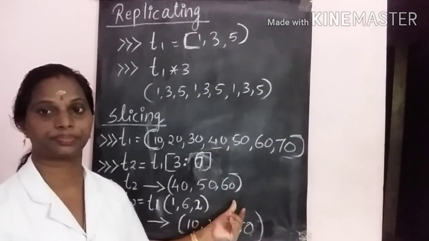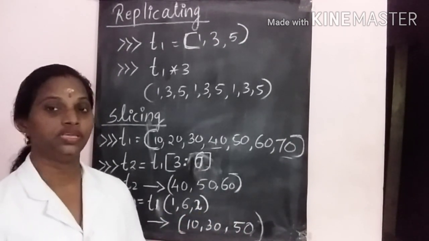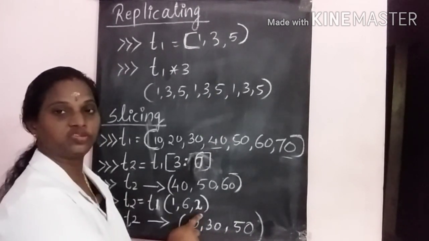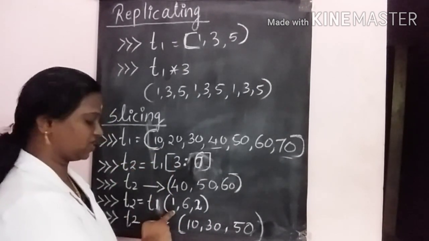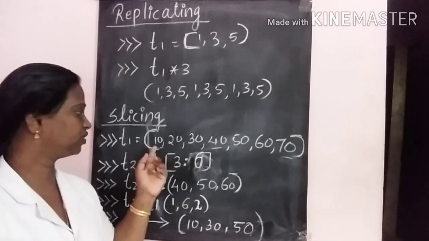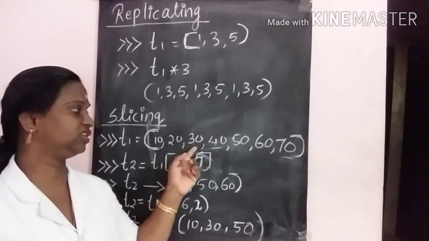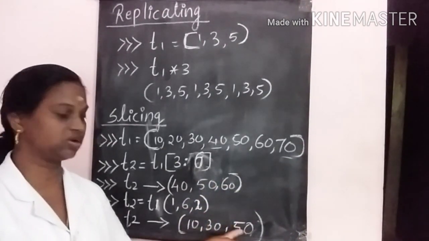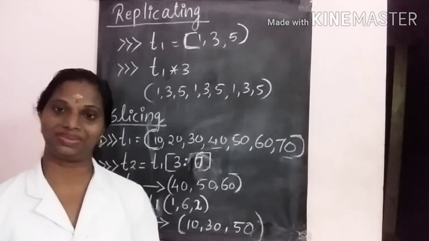Or you can use the step values. Step values are used to skip values. Here the step value is 2, so it skips 2. The start value is 0, the stop value is 6 and the step value is 2. So first it takes position 0, then 0 plus 2, 2, then it takes the next one, and the next one. But the last value is 6, so it will print only 10, 30 and 50. Clear? Okay.